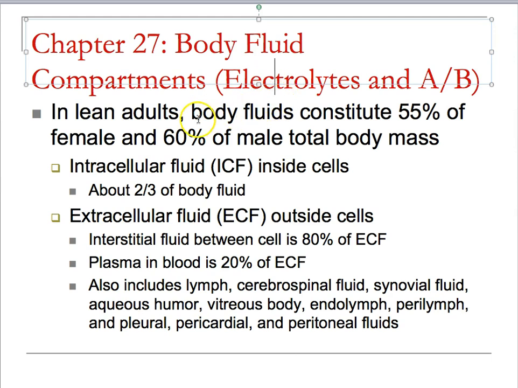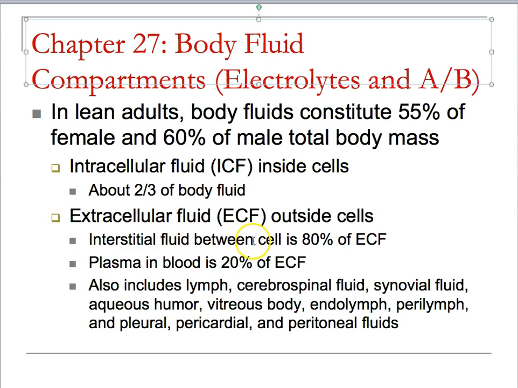Electrolytes and AB. Okay, in lean adults, and that would not be me, that is for sure, body fluids constitute 55% of the female and 60% of the male total body mass. And what I need you to consider is where you actually find these fluids. You should distinguish between intracellular fluid, which is inside all of the hundreds of trillions of cells if you include the bacteria. You have fluid inside of those, and it makes up about 2/3 of the body fluid you actually find.